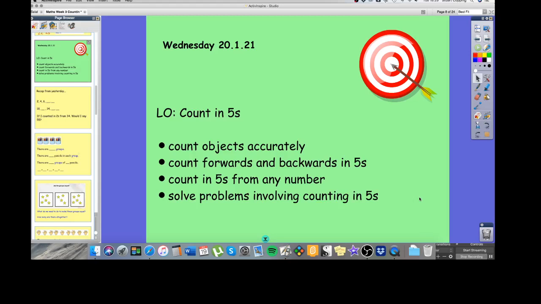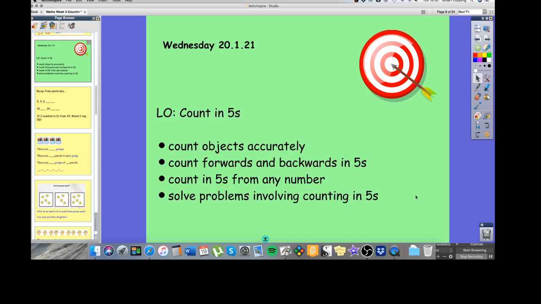So yesterday we were counting in 2s, today we're counting in 5s. So we're going to count forwards and backwards. And then we're going to be trying to solve problems, looking at groups of 5, how many groups we've got, how many in each group, and we're going to think about recording it as an addition number sentence, ready for next week, really. So although you won't do it in the activity today, it's nice to be able to know it.